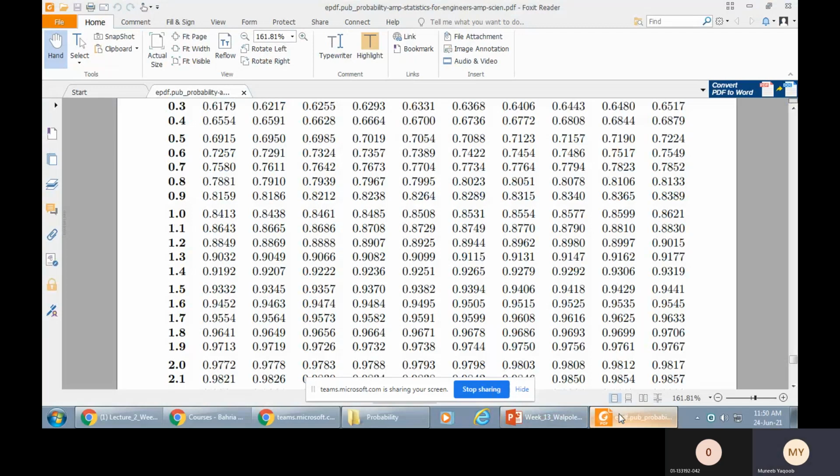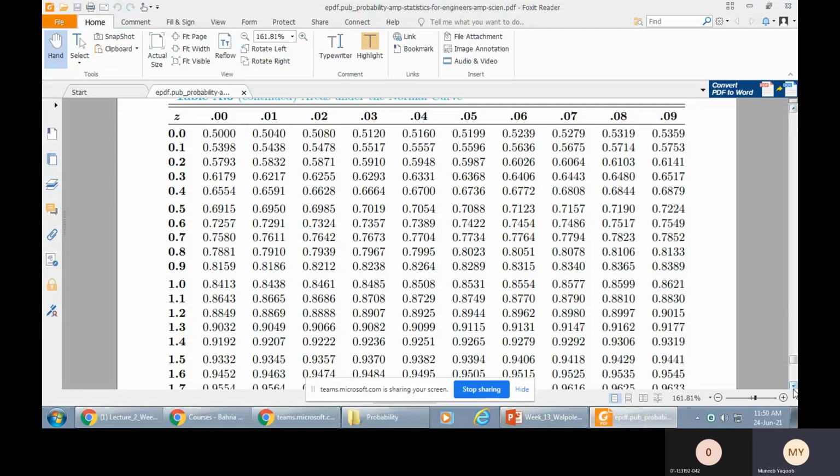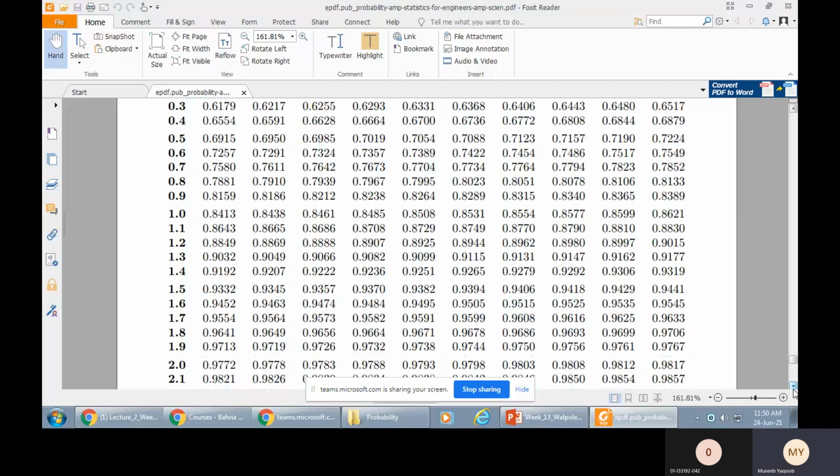So we will go towards the right hand side from 2.0, and we will go downwards from 0.00, so that we can get the probability of 2.00. From 0.00 we will go downwards, and from 2.0 we will go towards the right hand side, and at the junction of 0.00 and 2.0 we will get the probability 0.9772. This is the probability of z less than 2.